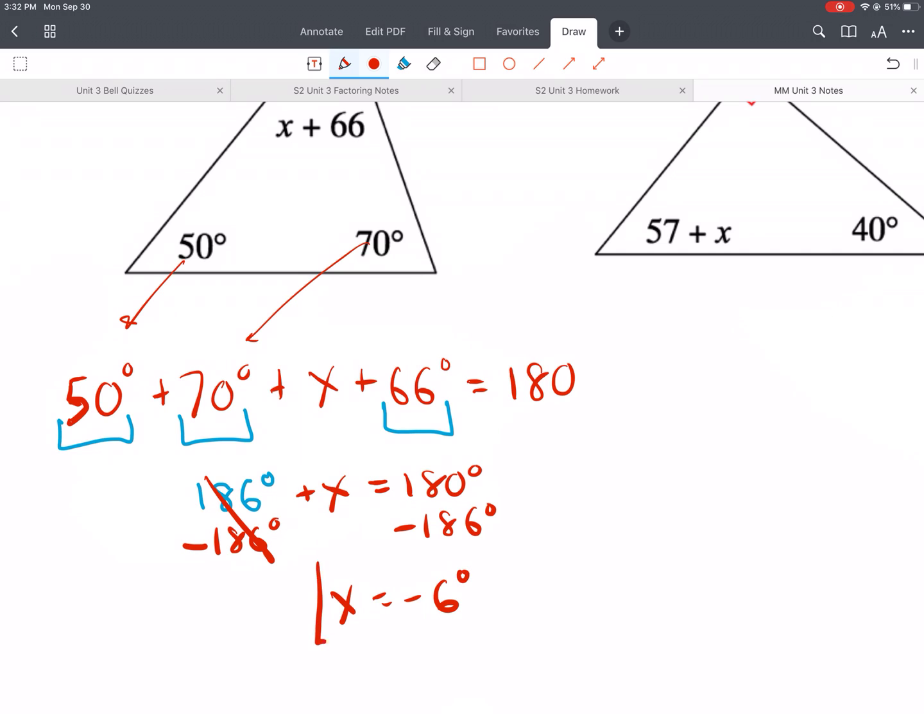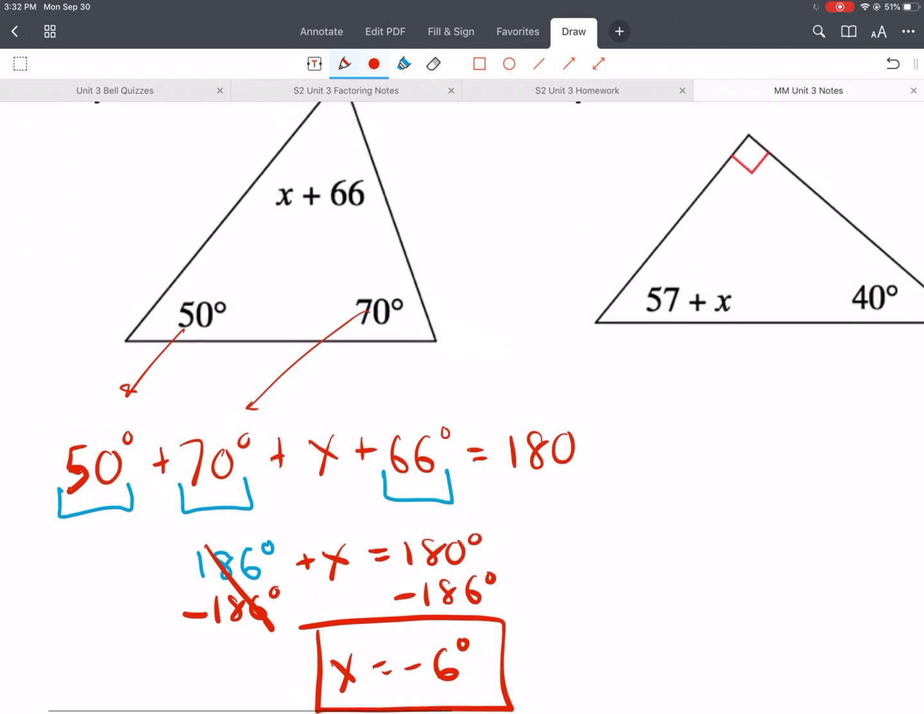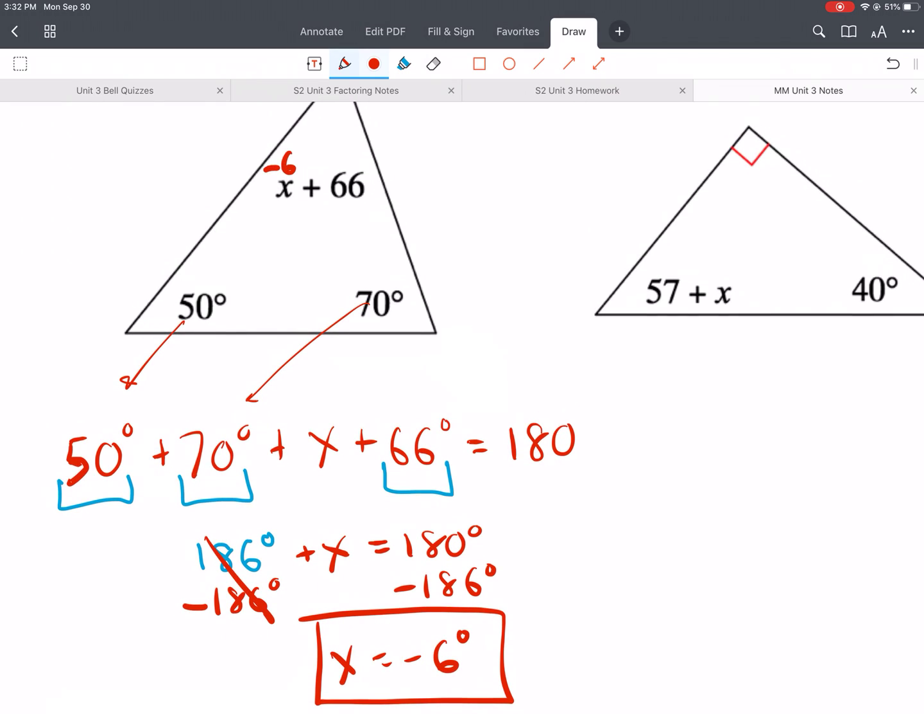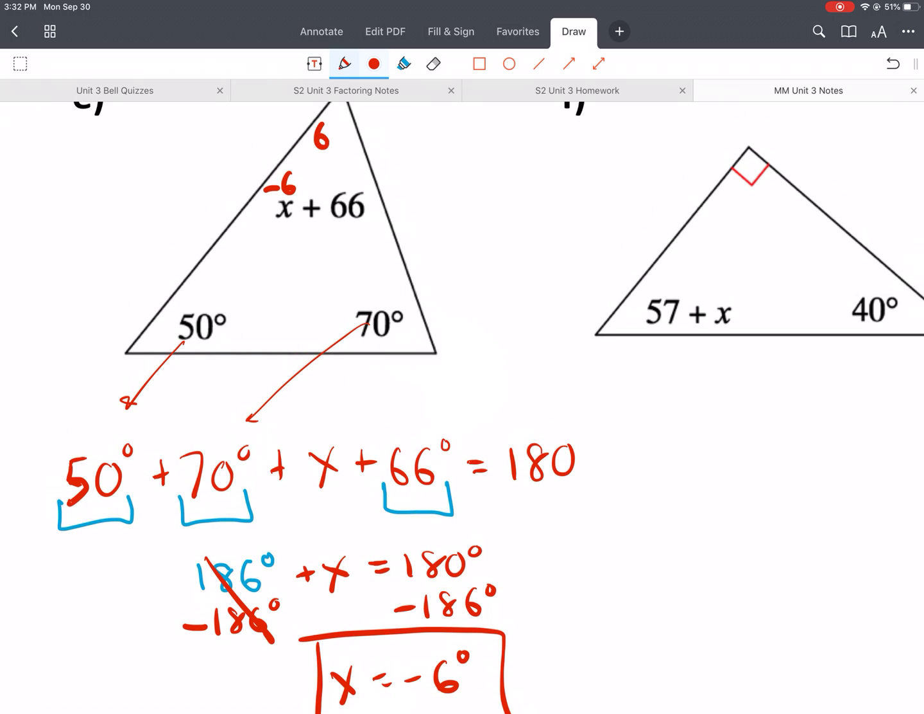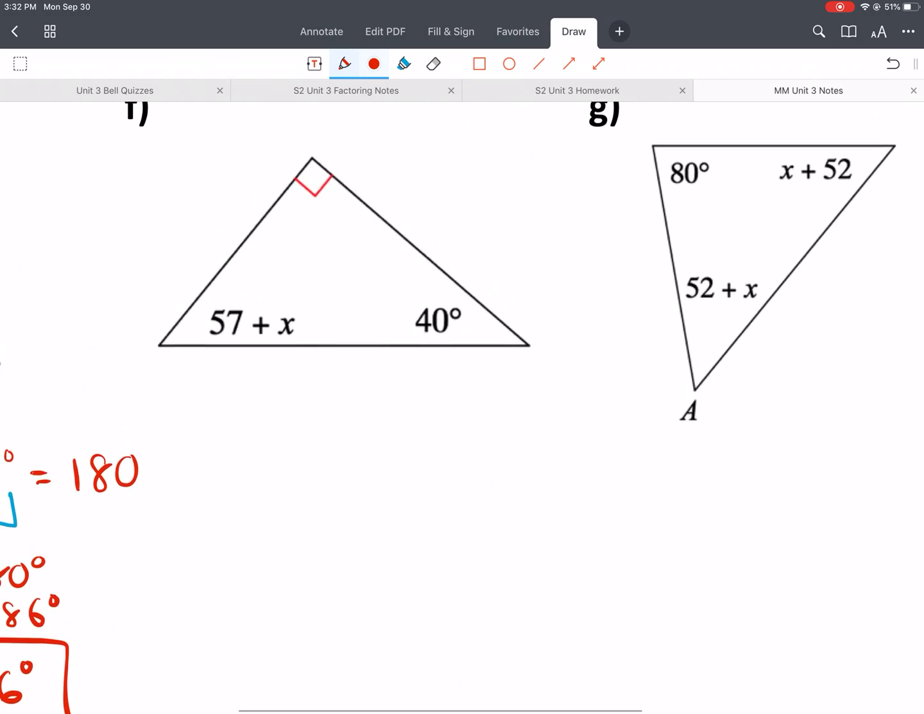degrees. Okay, so we can double check. If x is negative 6, then this whole angle is 60 degrees. And if we add 60 plus 50, that's 110, plus 70, that gives us 180, and that works out just perfect. All right, so next problem, F.